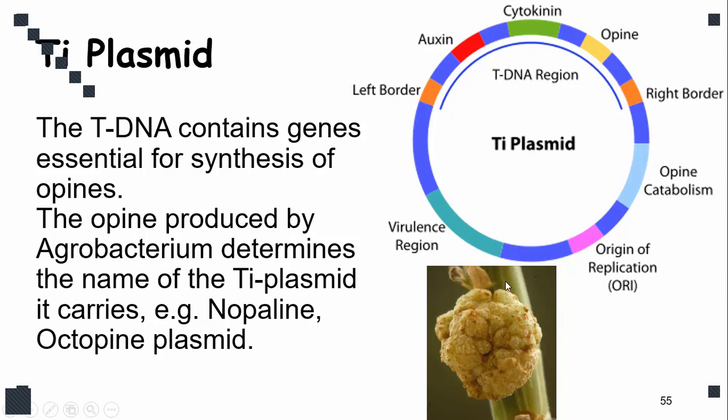So this is the plasmid, and in this plasmid you can see several segments. You can see the origin of replication. You can see opine catabolism, and then the T-DNA region, from the right border to opine to cytokinin to auxin, and then to the left border. Now, remember we said this is what enables this virulence to occur, e.g. the formation of this tumor you are seeing on this plant.